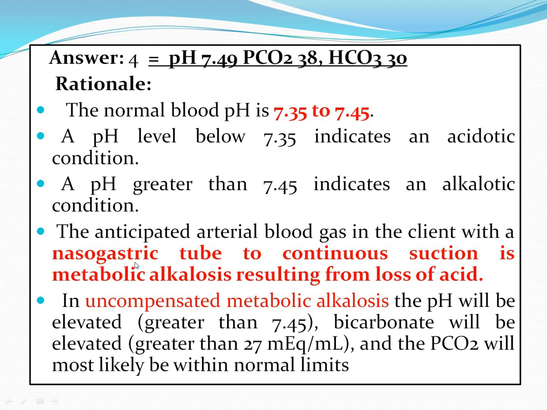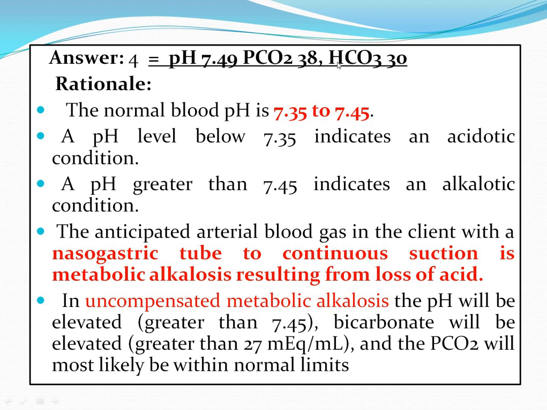Okay. Then a few points about the anticipated arterial blood gas in a client with a nasogastric tube to continuous suction: it is metabolic alkalosis that results from the loss of acid. That point you have to keep in mind. The loss of acid or excess alkali in the body. Excess alkali means excess bicarbonate in the body that leads to what? Metabolic alkalosis. It's a case of uncompensated metabolic alkalosis.